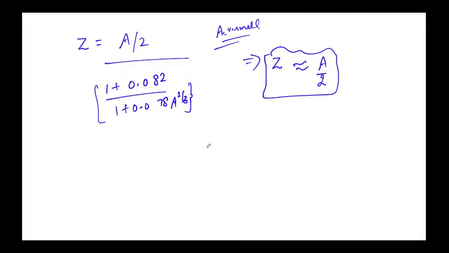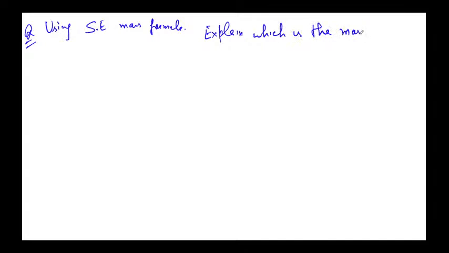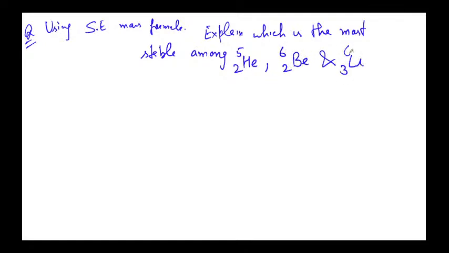So next question related to this is, using the semi-empirical mass formula, explain which is the most stable among 2 helium 5, 2 beryllium 6 and 3 helium 6.